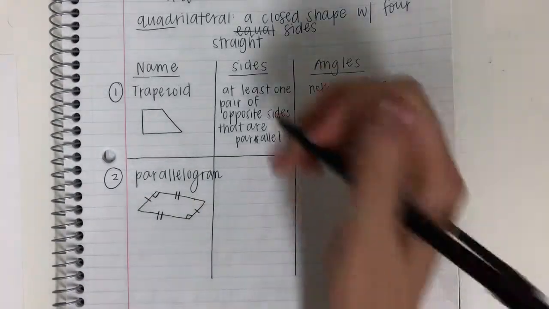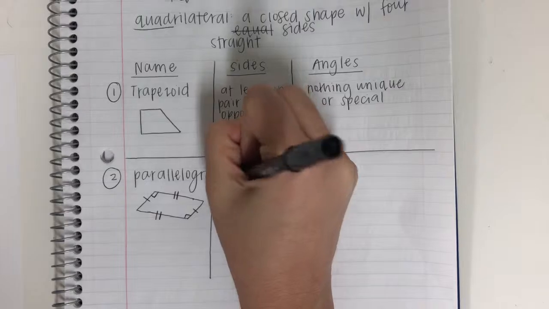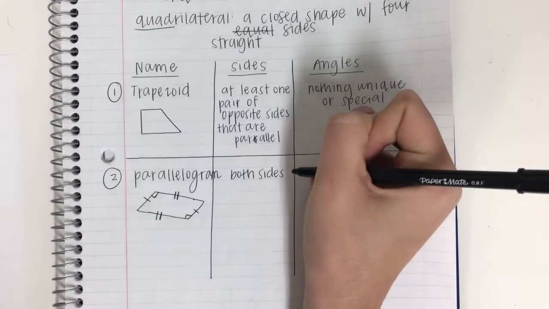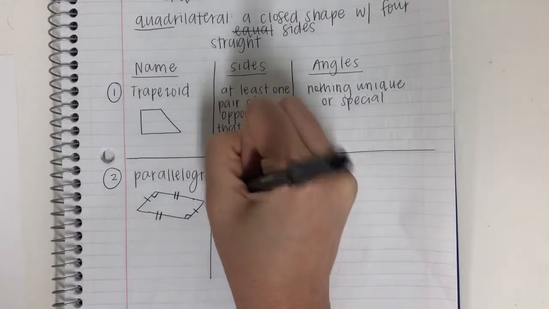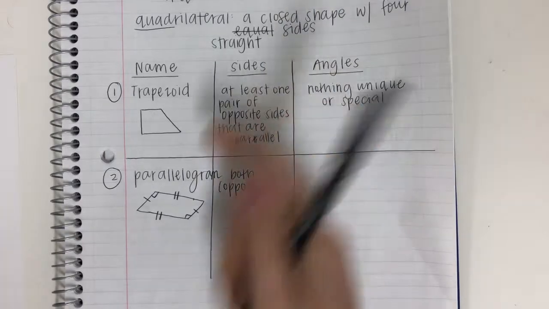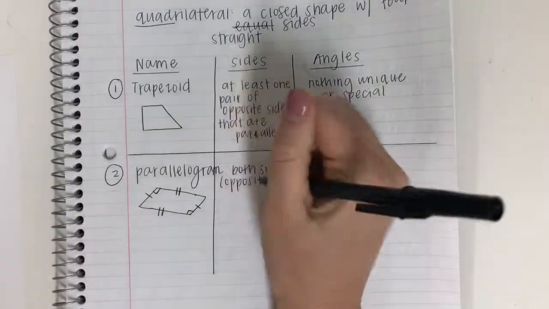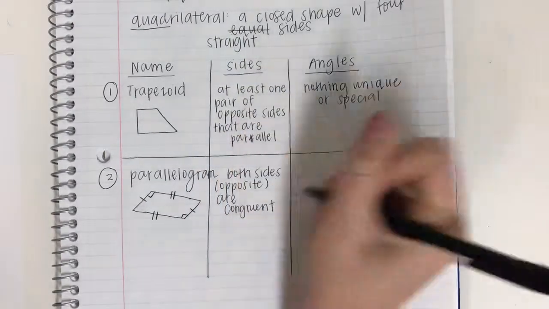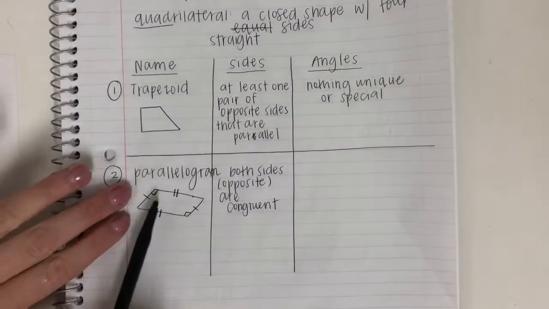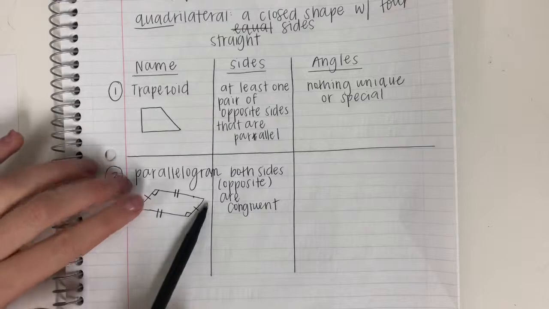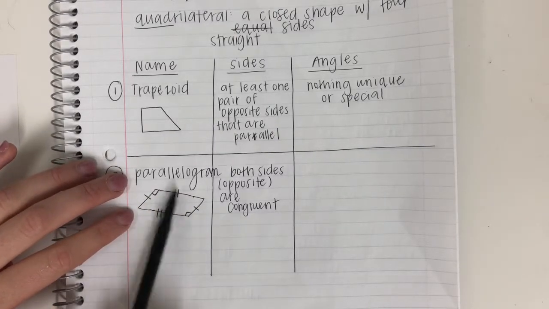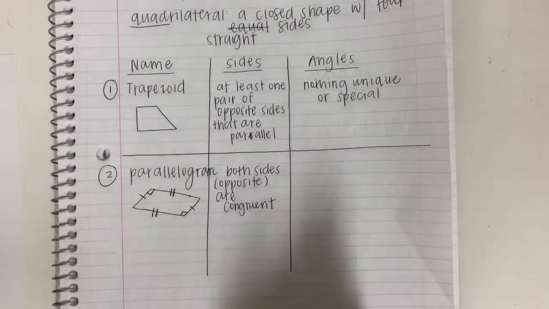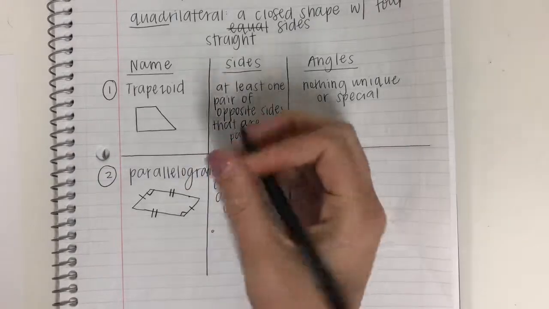Okay, so a parallelogram, both sides that are opposite. So these sides and these sides are congruent, which we know means the same size. So if you measured these with a ruler, these are the same size and these are the same size, which is why we put the matching line. So by putting these two lines here and these two lines here, we're saying that they're equal and they are congruent.